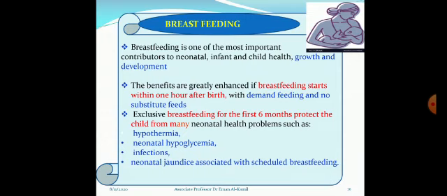Breastfeeding is the first defense mechanism for the baby. It prevents infection, and it is also important to prevent hypothermia, hypoglycemia or hypocalcemia, and jaundice early in life.